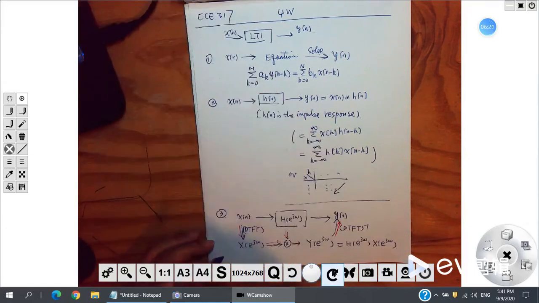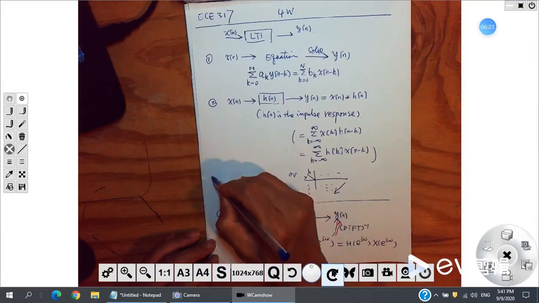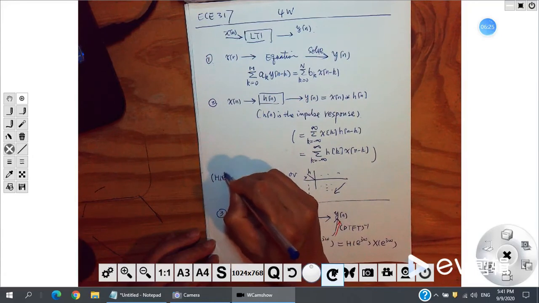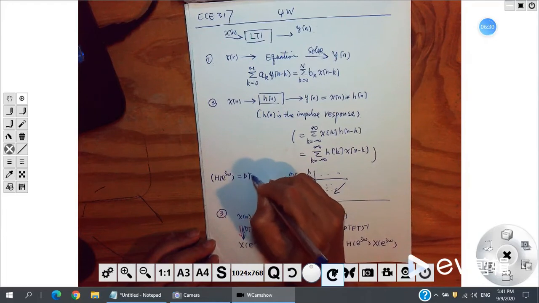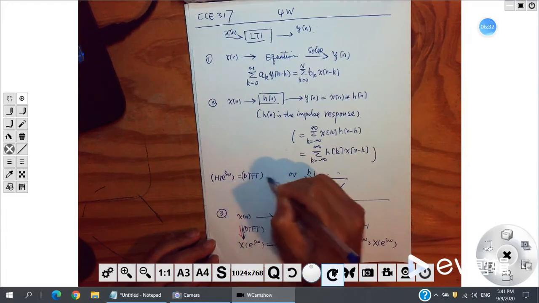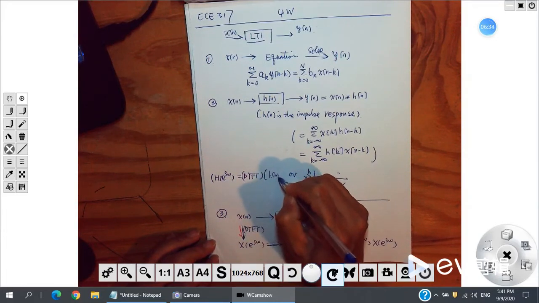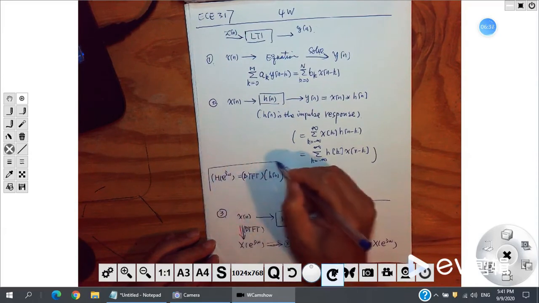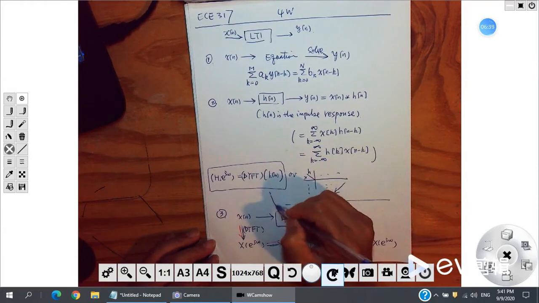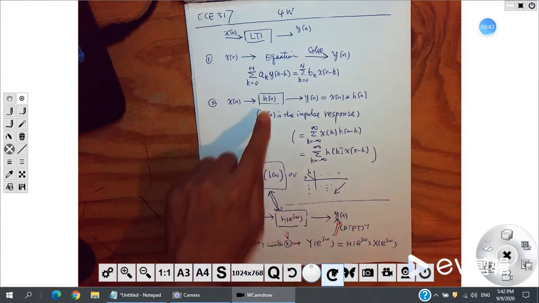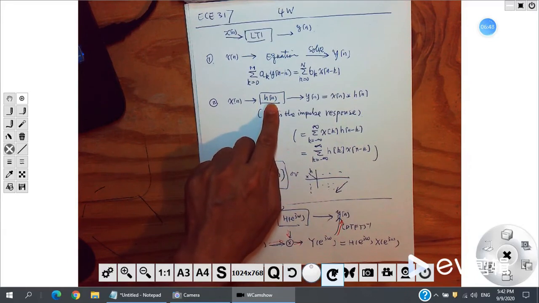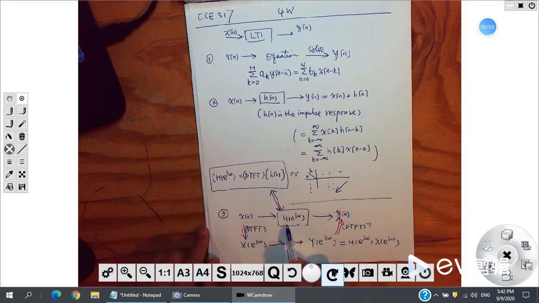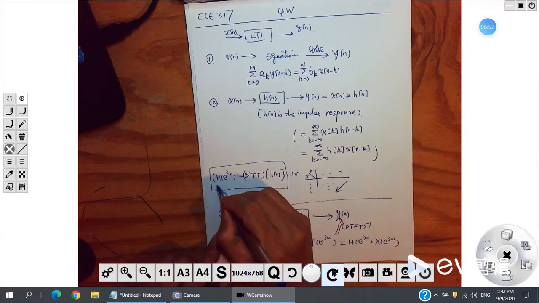Here capital H is a DTFT. I write in this way: DTFT of h of n. You perform the Fourier transform on this h. Then you can have this capital H. We call this the frequency response.